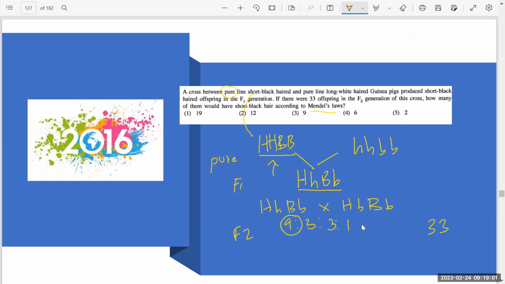Then the total number here is 16. If we double it, it is very close to 33, but the actual number is 32. But we assume it's 32, then we should also double this one, 18. So 18 plus 1 is close to 19. Yes, I think you're correct. It's 19.